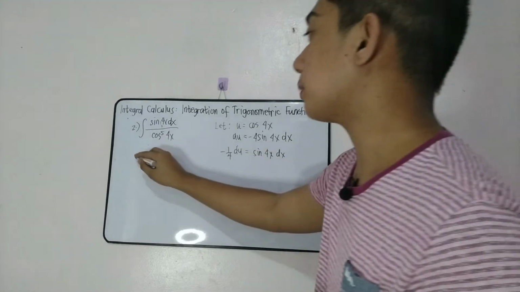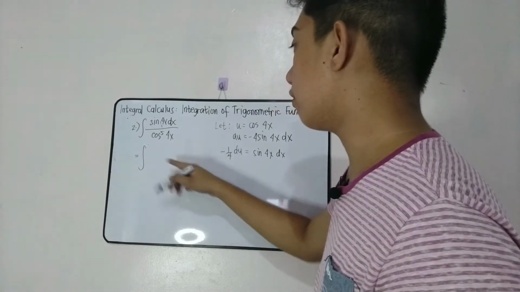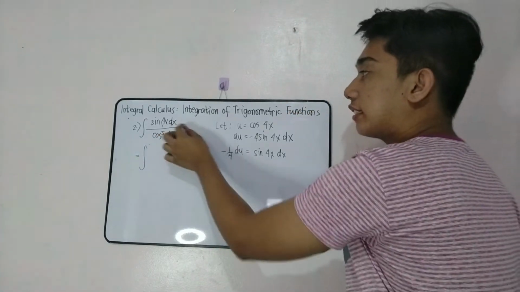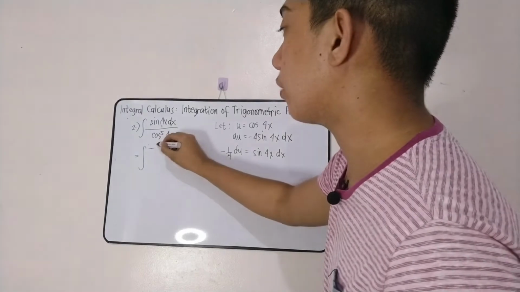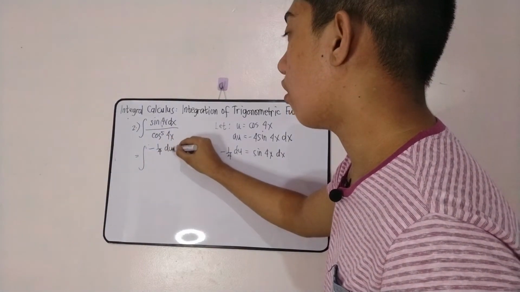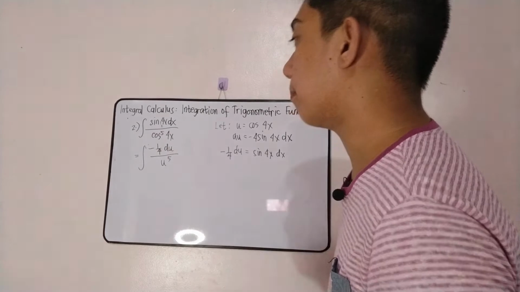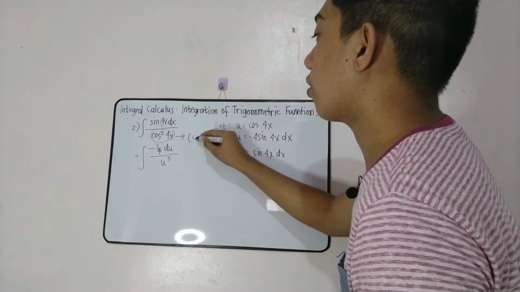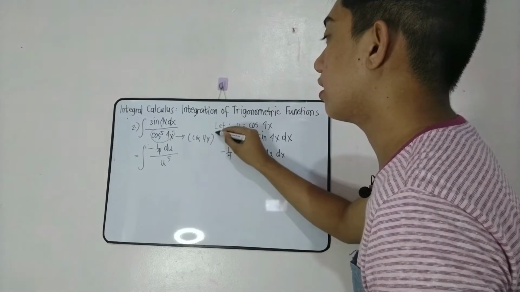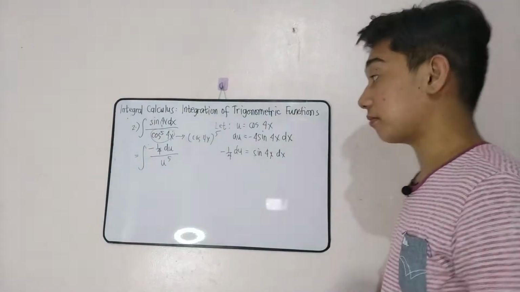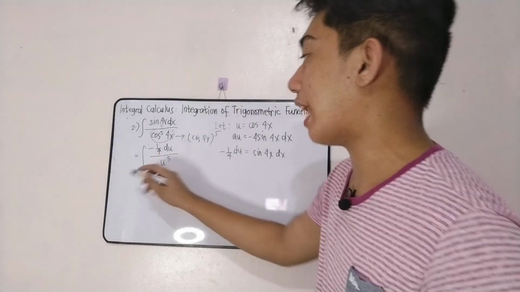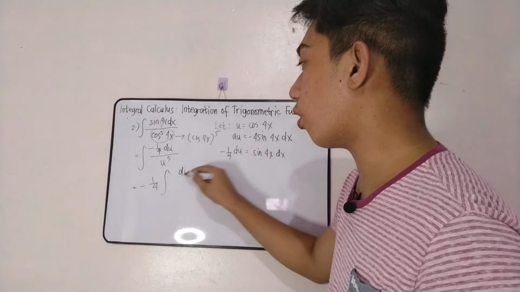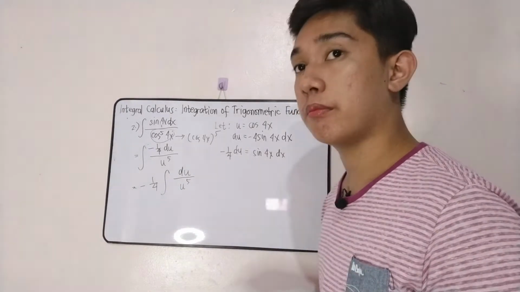So, to solve this one, this becomes the integration of, since this is sine 4x dx, diretso na natin na i-substitute. So, this becomes negative 1/4 du all over u raised to 5, kasi for this case, ganito siya: cosine 4x raised to 5. So, you just plug in u here. Then, this is a constant, so ilalabas natin siya. So, this becomes negative 1/4 times the integration of du all over u raised to 5.